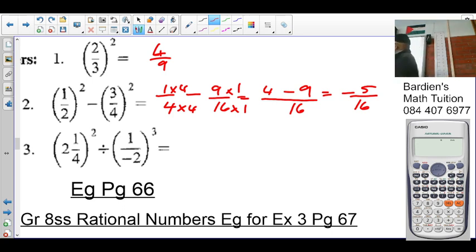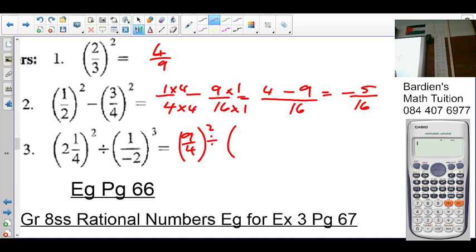Okay. Let's look at number 3. What needs to be done first? Improper fraction. So that's going to give us 9 over 4 squared must be divided by. Now this I can sort out here. So 1 cubed is 1 over negative 2 cubed. Is 3 negatives going to be negative or positive? Negative. 8 negatives will give you what? Positive. So an even amount of negatives will always be a positive, and an odd amount of negatives will always be a negative. Okay. So it's going to be negative.